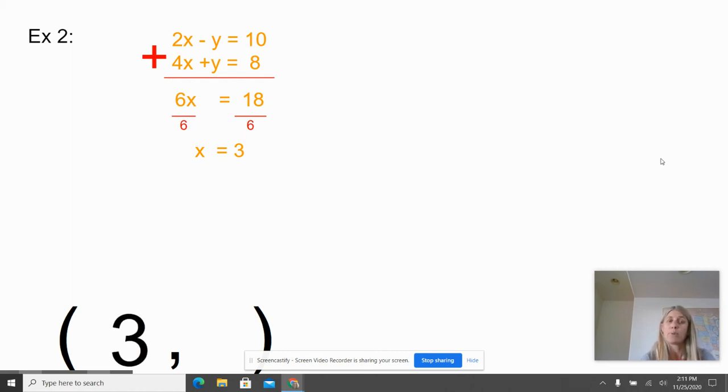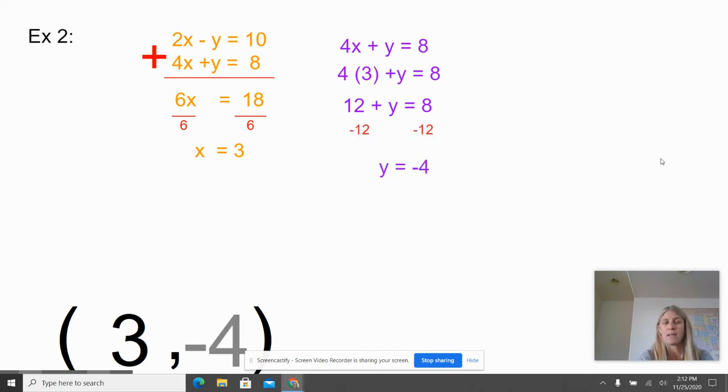Now we're going to go ahead and plug that into either one of the top equations and solve for y. So I'm going to go ahead and pick 4x plus y equals 8 because y is already isolated, so that'll save me the division step. So 4 times 3, because we now know that x is 3, plus y equals 8. 12 plus y equals 8. Subtract 12 from both sides, and y is equal to negative 4.